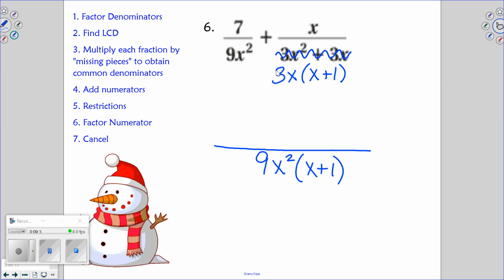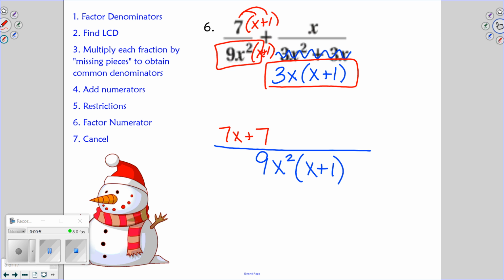So multiplying on step 3 by their missing piece. What does this denominator need to make it look like this? It's missing the x plus 1. Do you guys see that? If I would put an x plus 1 here, now does it look exactly like that? Yeah. So if I did it on the bottom, I have to do it on the top. How do you multiply 7 times x plus 1? You distribute that. 7x plus 7.